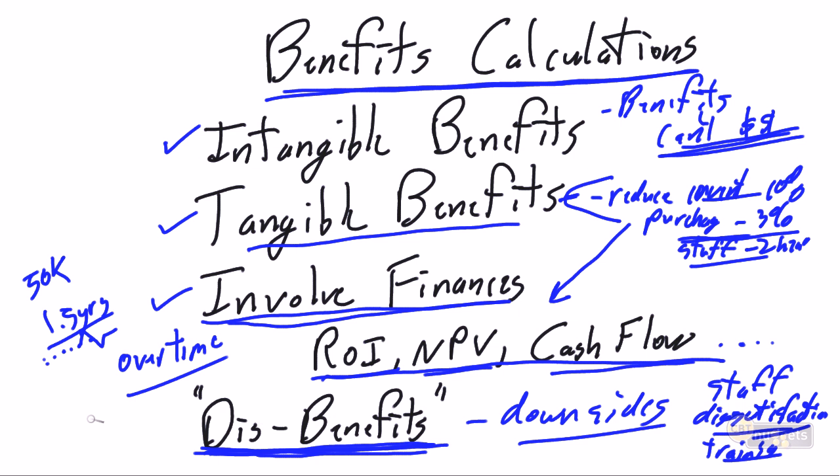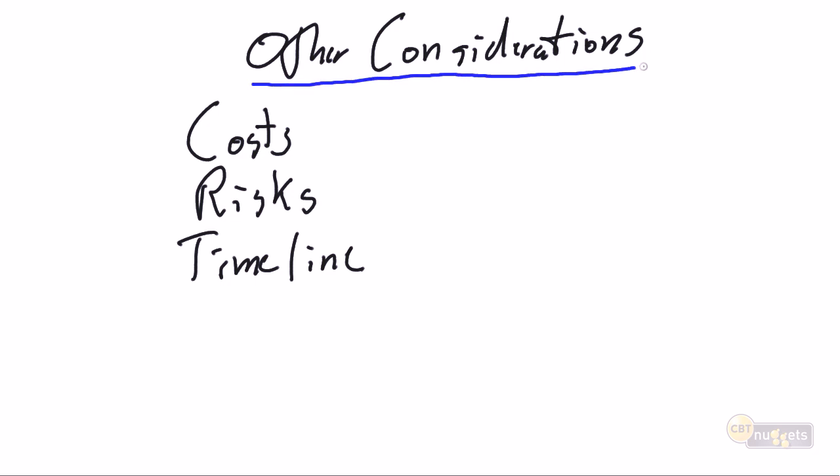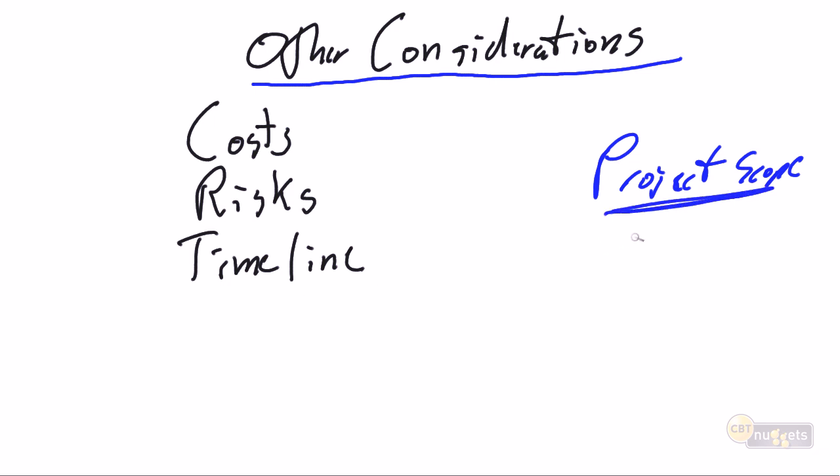Again, a Prince2 term, but disbenefits, risks, concerns. Are there things we need to take to senior management's attention that could be reasons why this project should not be started? And quickly, are there other considerations that we need to take into account as we're working on our business case? Typically, when we're working on our business case, we're focused on project scope. And when we're doing our costs, when we're doing our risk, when we're doing our timeline, we're focused on those items specifically inside the scope of our project.